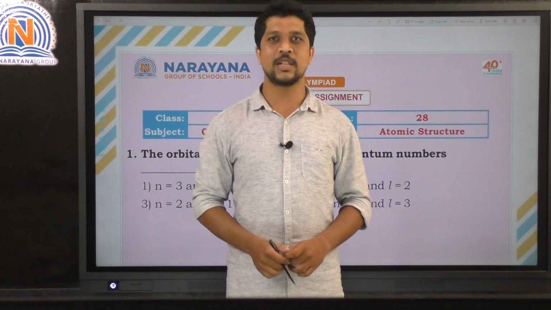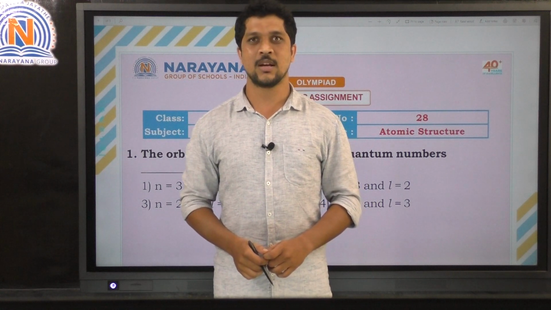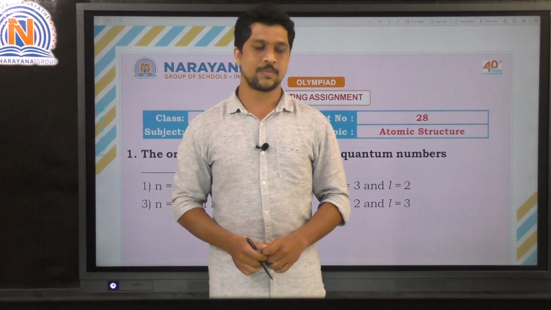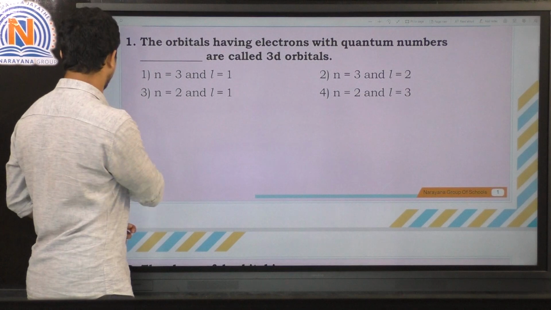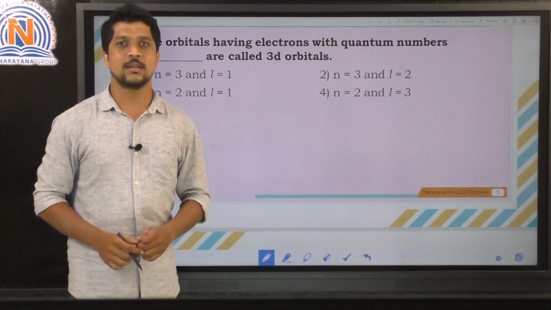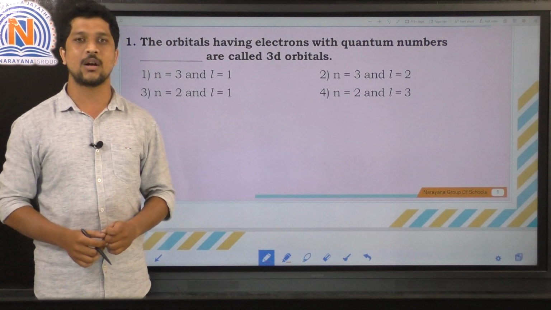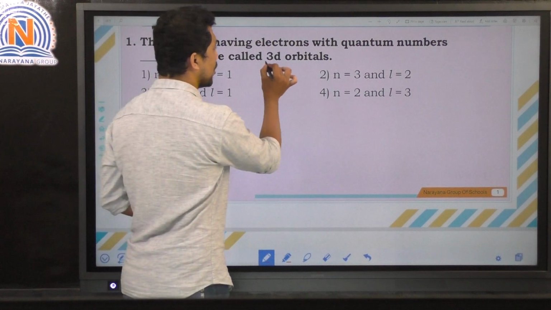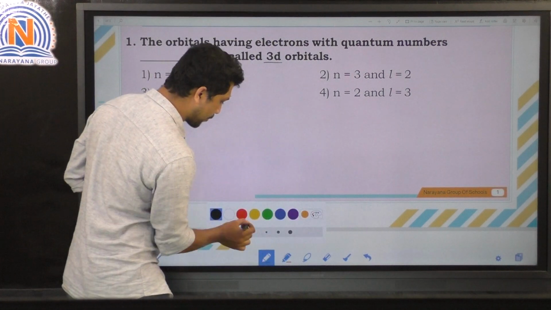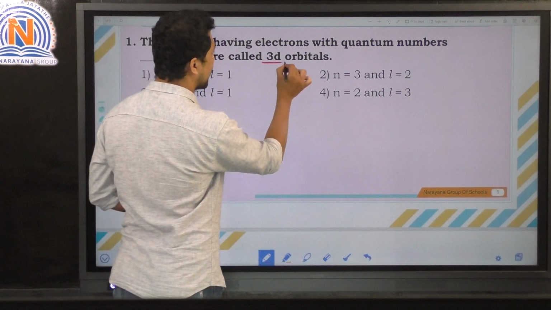Today we will be solving assignment number 28 on the topic atomic structure. Let's move on to the assignment. Here the first question: the orbital having electrons with quantum numbers dash are called 3D orbitals, right? So they have given the orbital, and we need to assign the quantum numbers to this particular orbital, right?